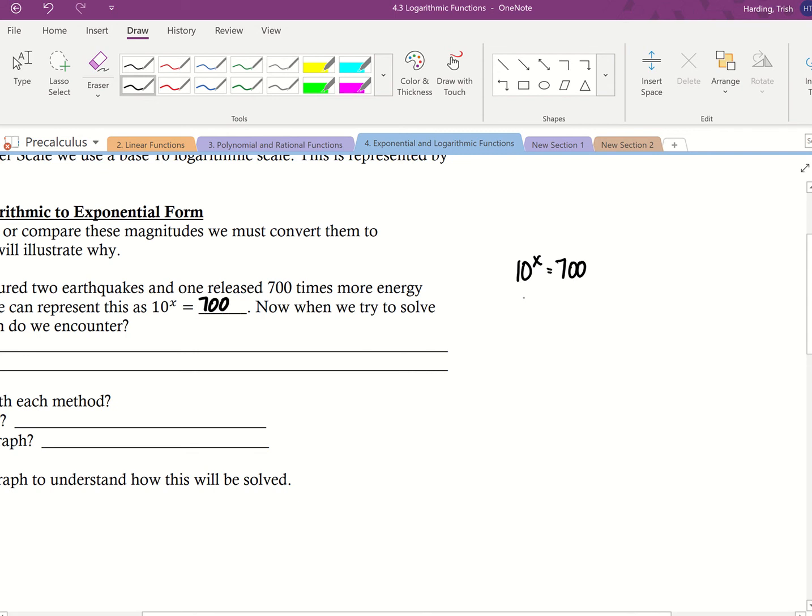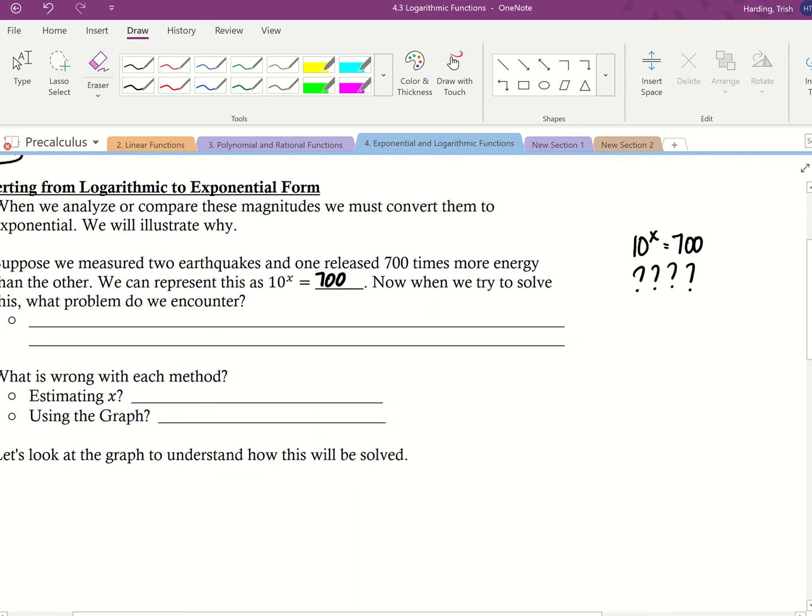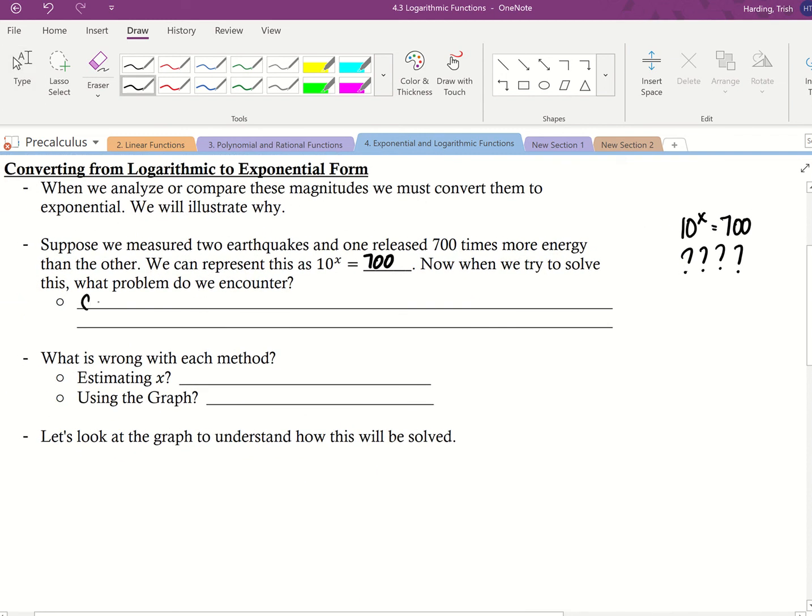I can't really use any of the algebra we know to do this. So it cannot be solved using the basic algebra that we're all used to and that we all love.